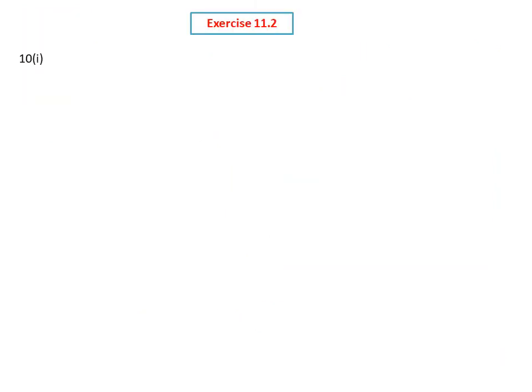Let us proceed. So let us take exercise now, 11.2. We have done questions up to 9, so this is the 10th question. In the 10th question there are two parts. First one I have done, second one is exactly similar, you can do it.